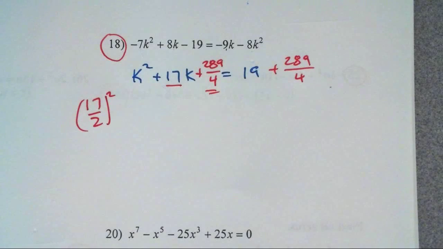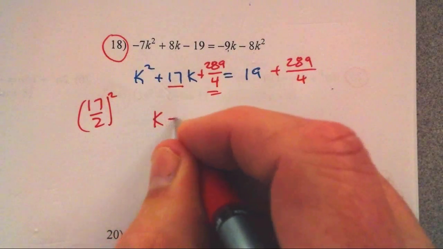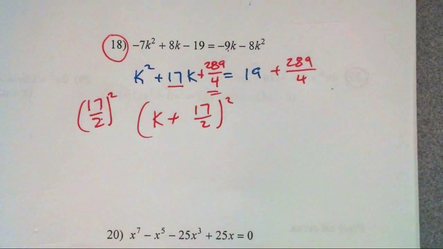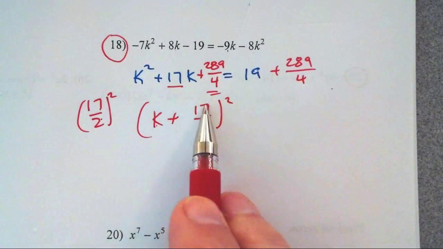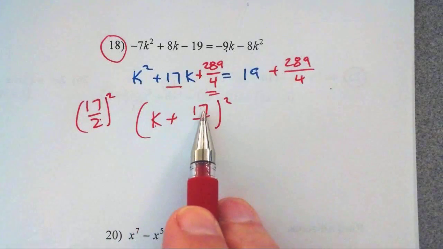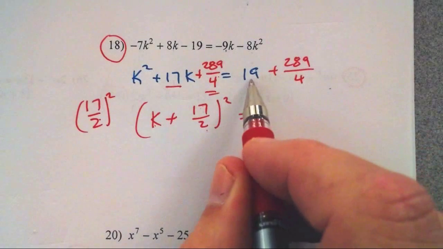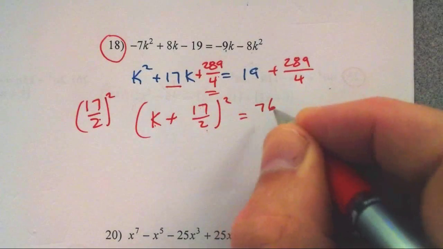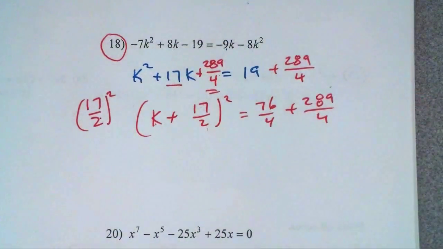We okay there? All right, that means this should be a perfect square. It is. That is k plus 17 halves squared. You can check it. I'd get k squared if I FOILed. I'd get 17 halves k's and another 17 halves k's. And 17 times 17, 289, 2 times 2, 4. Equals, let's go to fourths here. So that would be 76 fourths plus 289 fourths. Bit of a mess.